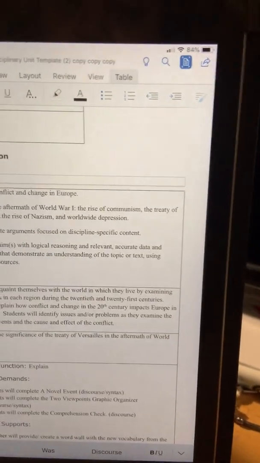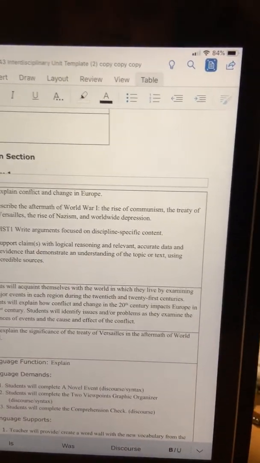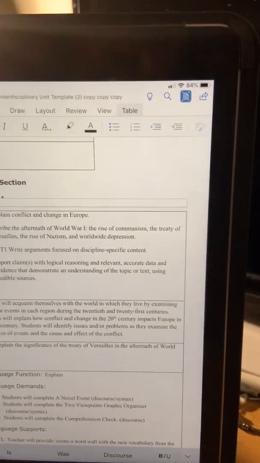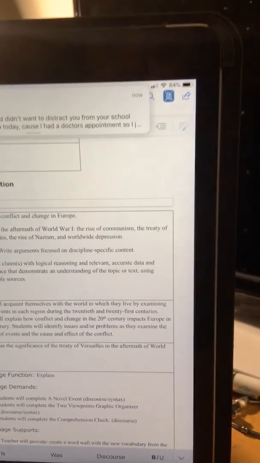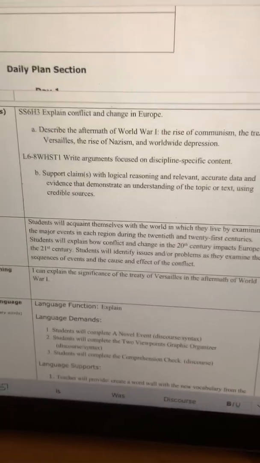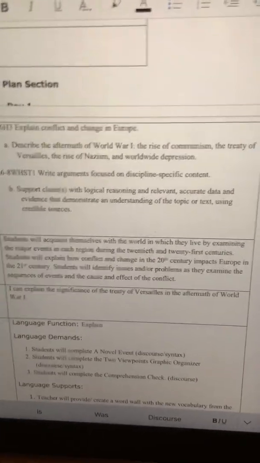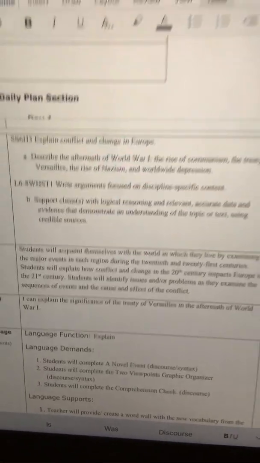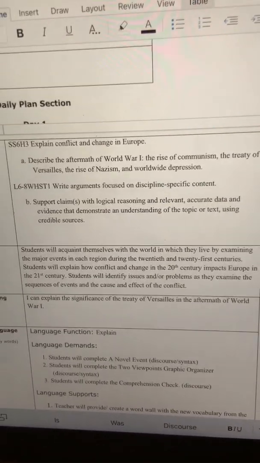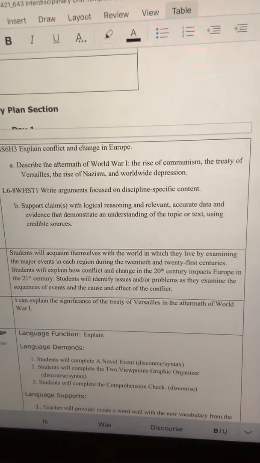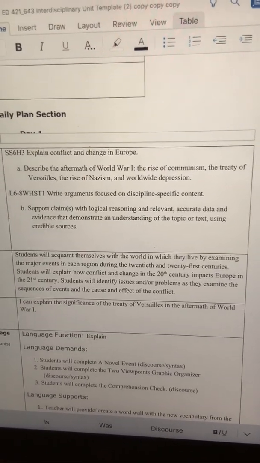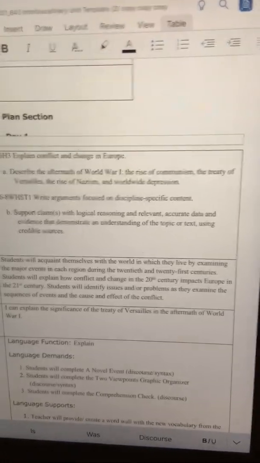And the English standard that I chose is not specifically ELA. It is English standards that are specifically targeted to social studies and science standards for 6th through 8th grade. So it says to write arguments focused on discipline specific content, and to support claims with logical reasoning and relevant, accurate data and evidence that demonstrate an understanding of the topic or text using credible sources.